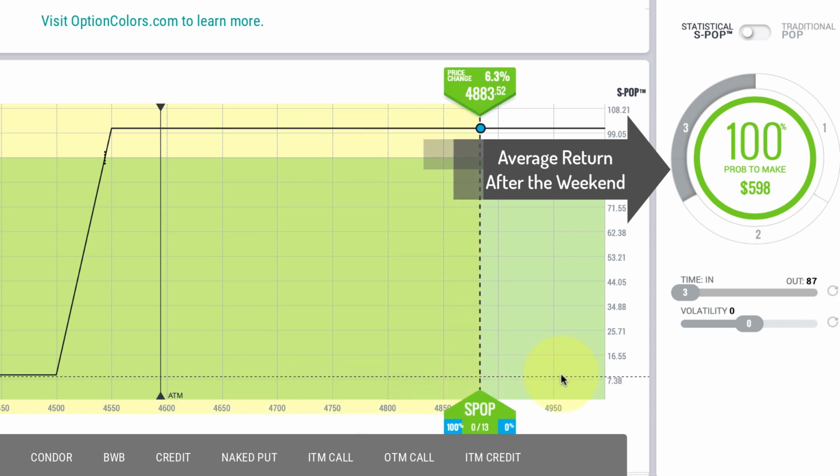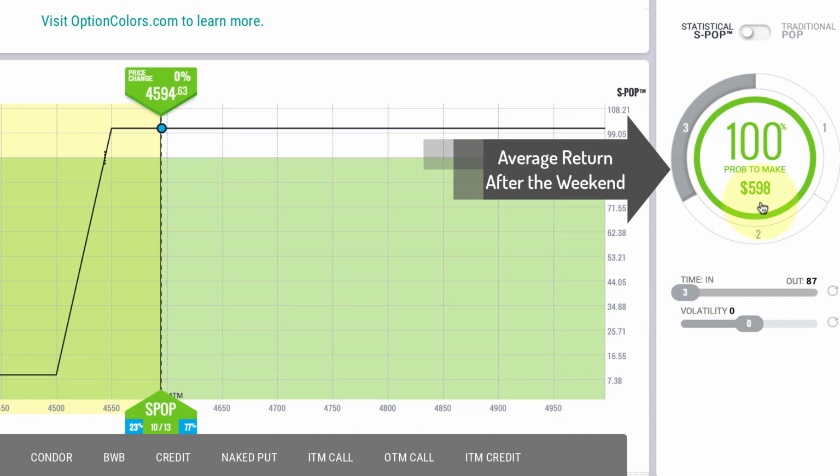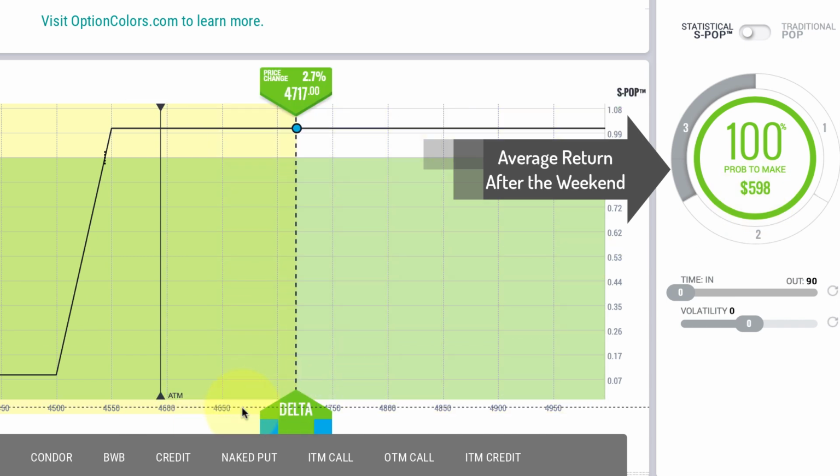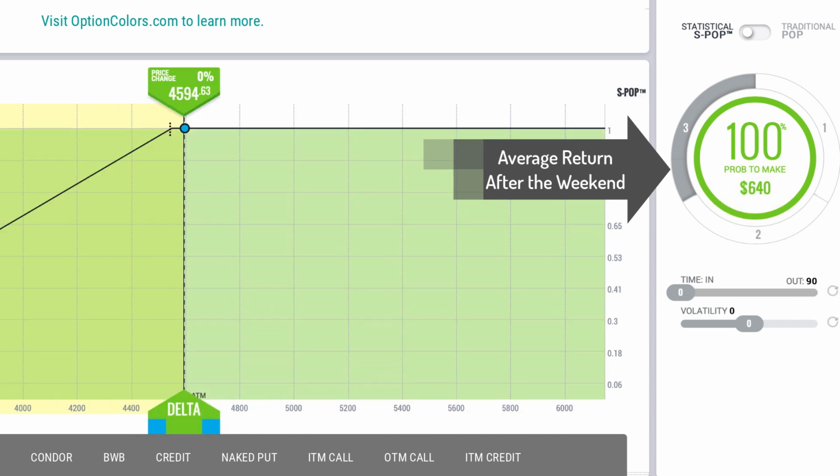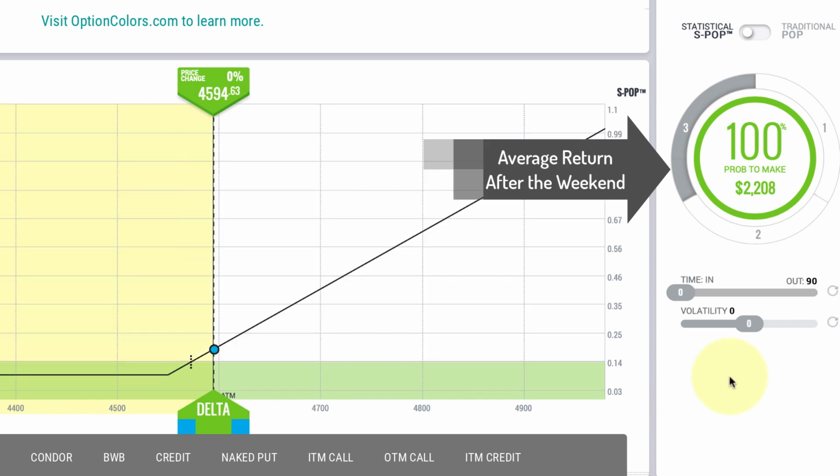Next, we have the credit spread. If you stay in for the weekend, you're looking at 598. And it makes no difference. It's currently up at 598. This in the money call, this one's currently up over 2,000. If you were to stay in over the weekend, your chances improve to $7,000.